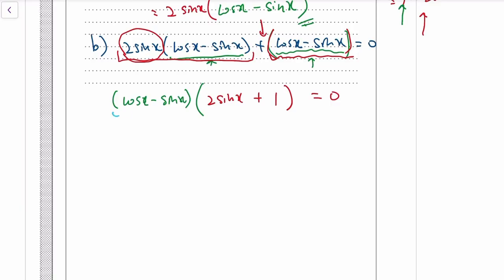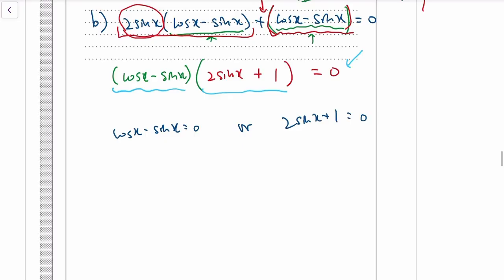Alright, then we have two things multiplied together to be 0, which means the first thing is 0, or the second thing is 0. Then we will solve them one by one. The right hand side should be easier, so we minus the 1, divide the 2. So we have sin x equal to negative half.